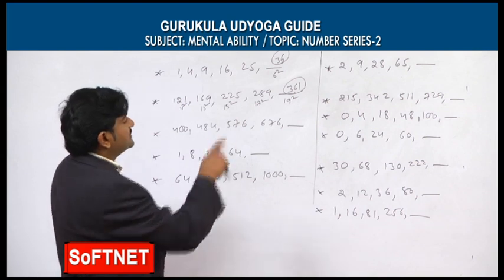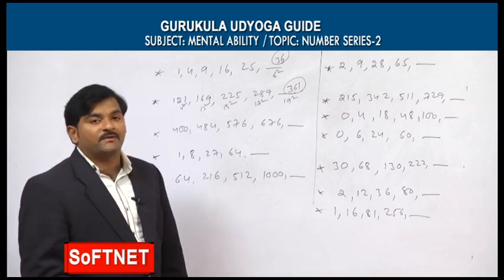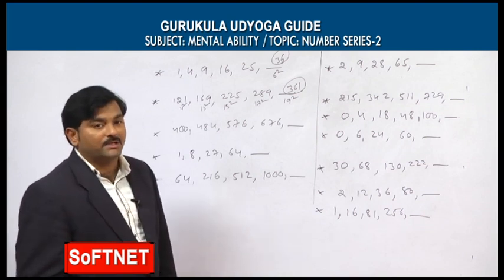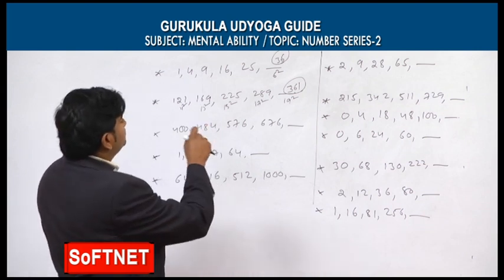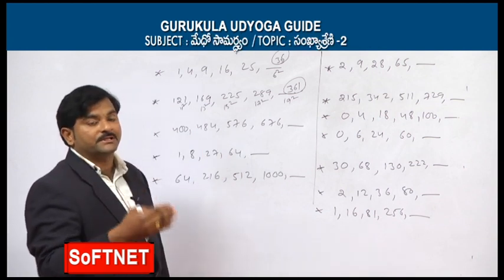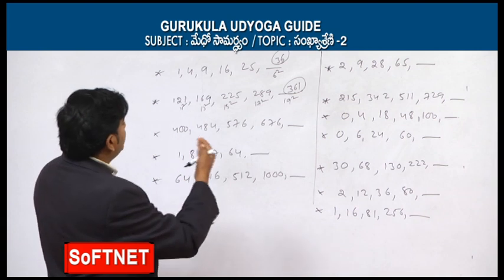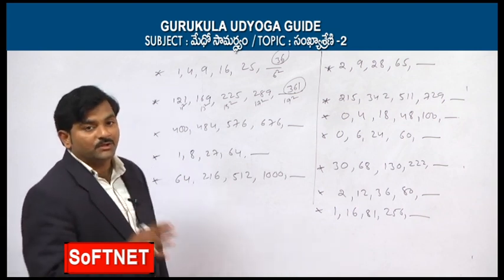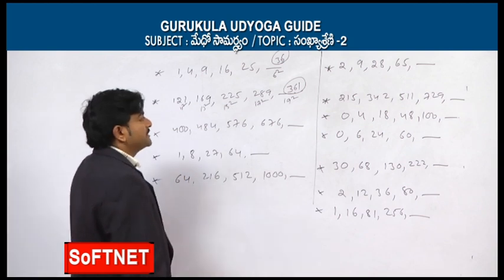From the first example and the second example, both are examples of square series only, but in the first question it is continuous squares, 1 square, 2 square, 3 square, 4 square and so on. Whereas in the second series it is only squares of the odd numbers. You need to focus on these two models.